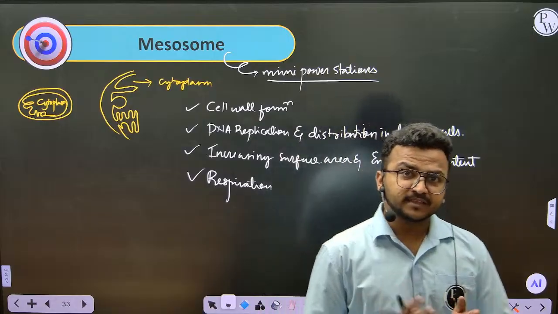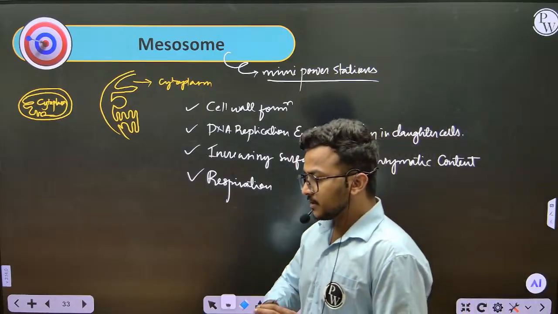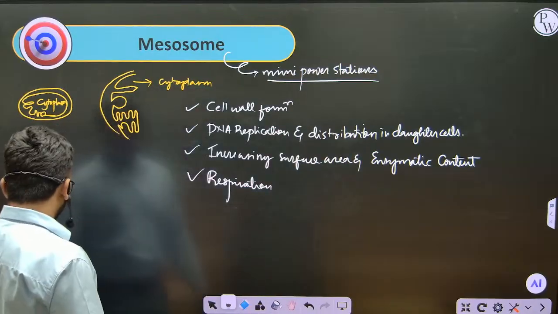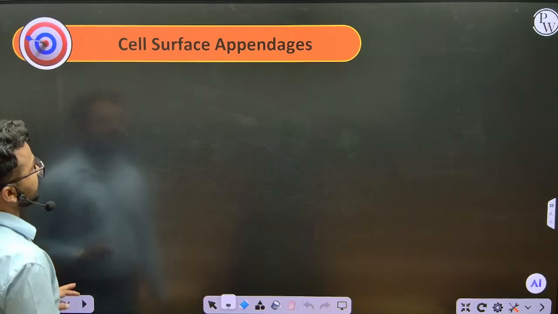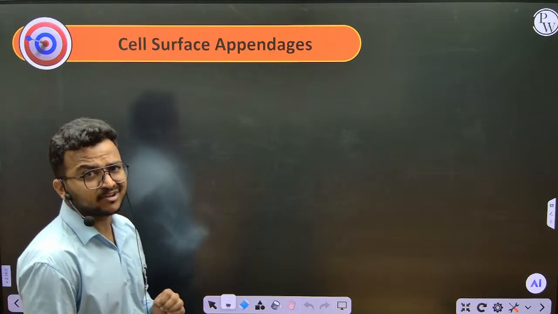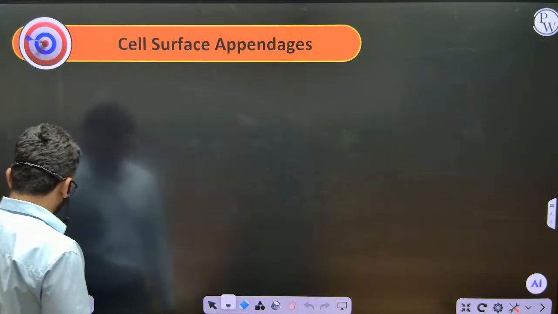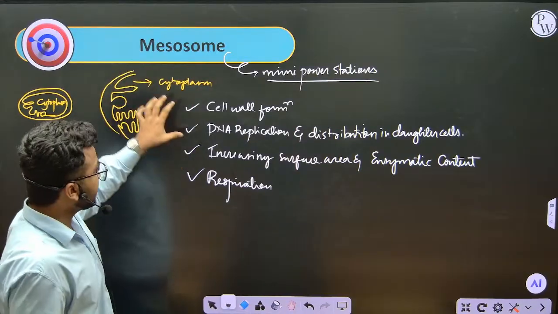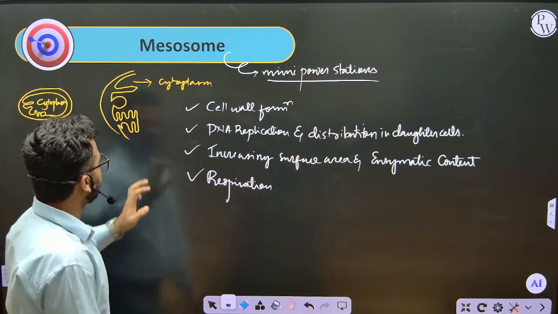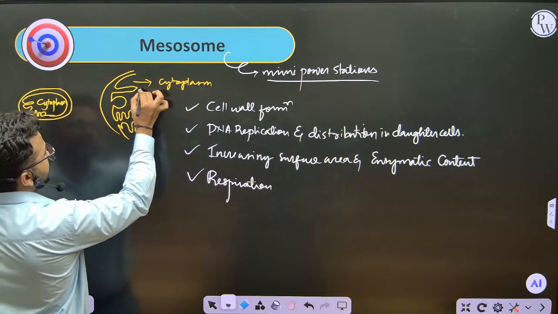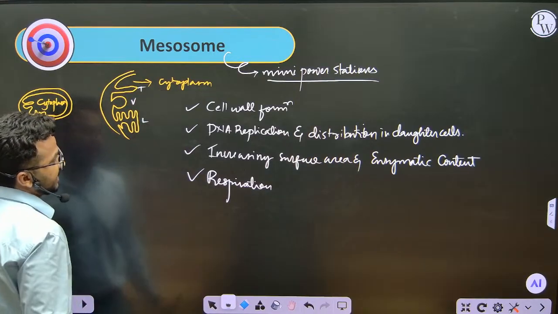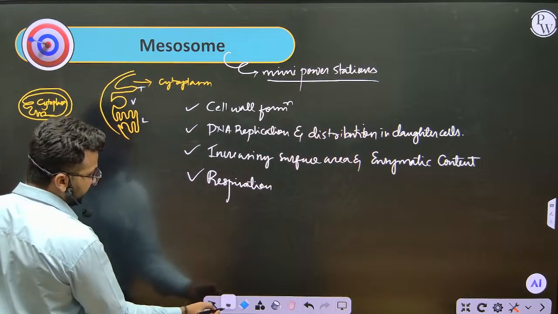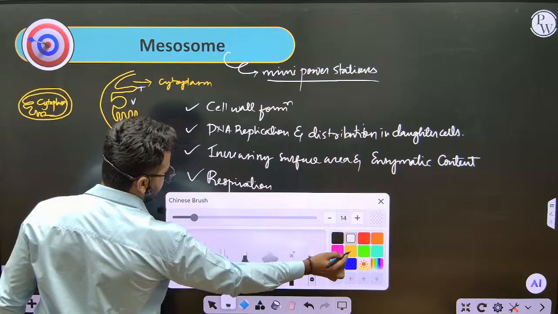Other than this, are there any other extensions? There are extensions of the cell surface, which we call appendages, but before that we'll discuss only the infoldings here. Apart from these mesosomes, there are also vesicles, tubules, and lamellae. So other than this, some extensions are there where it will be extended.